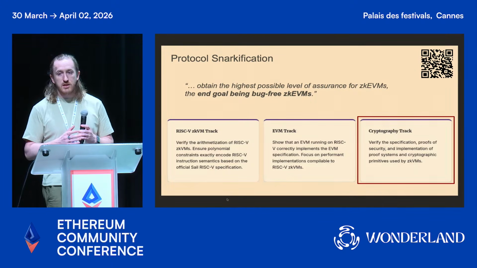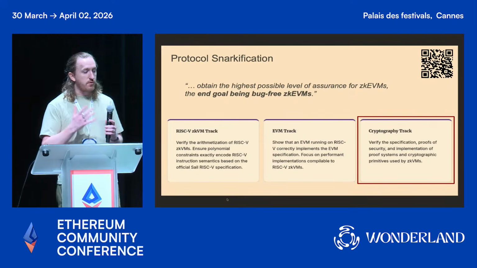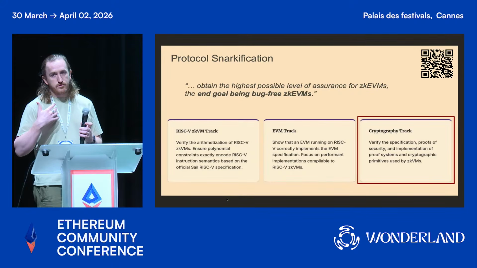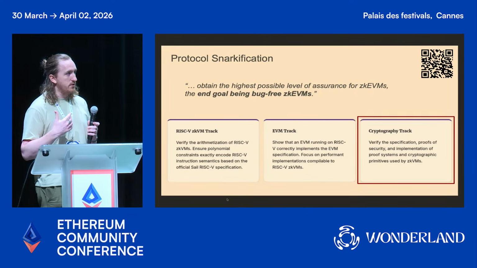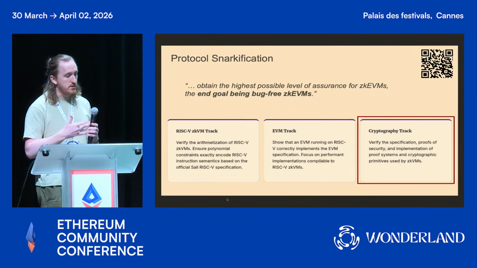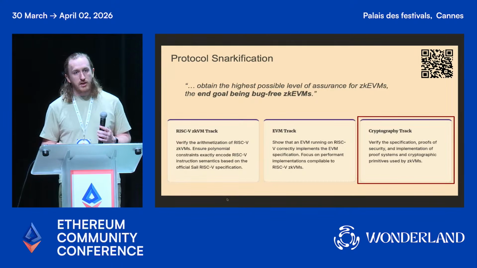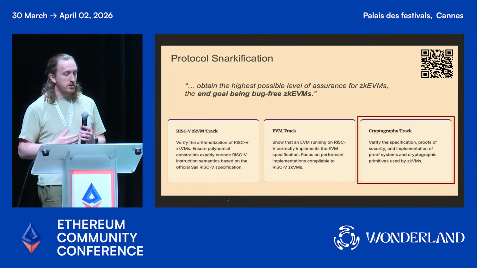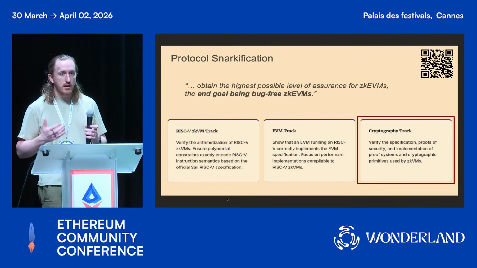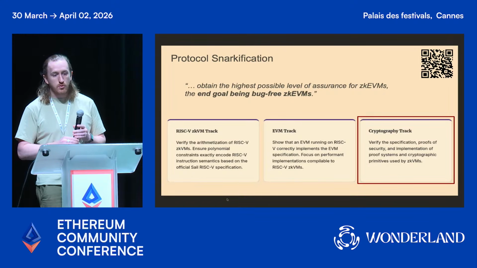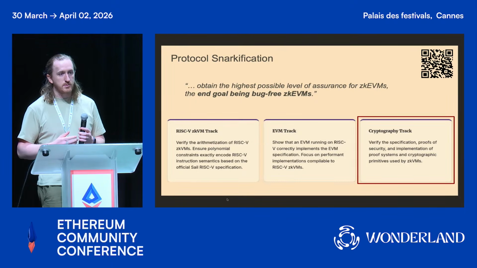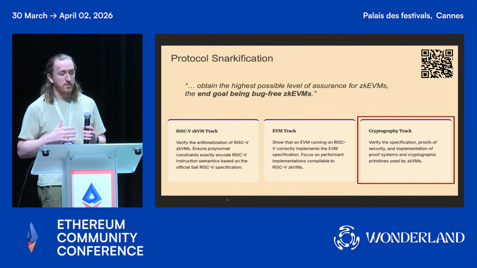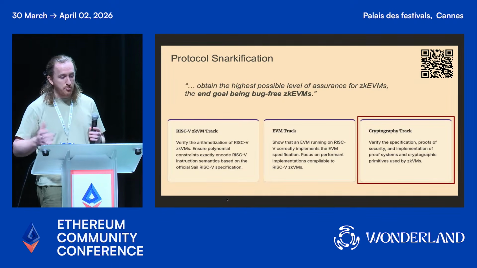Last and finally is the cryptography track. So we have thus far cared about the implementations of virtual machines and the EVM and RISC-V, taking for granted that the underlying cryptography is sound. But the cryptography that produces a SNARK, a zero-knowledge proof, is actually quite elaborate and complex. And it requires a lot of advanced mathematics and abstract algebra, including finite fields, polynomials over those finite fields, and elaborate operations on top of those.